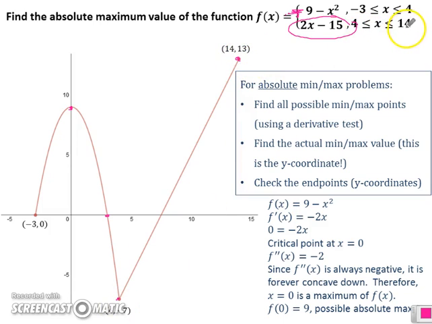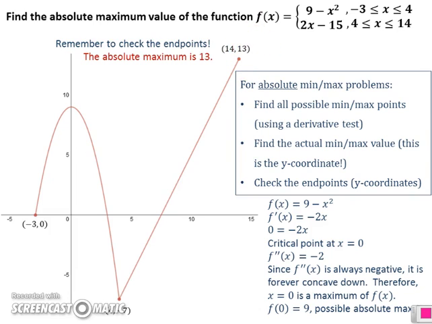That's from 4 to 14. So if you look at the picture, my absolute maximum is not 9. Remember to check the endpoints. The endpoints are possibilities. So in this case, the absolute maximum is actually 13.